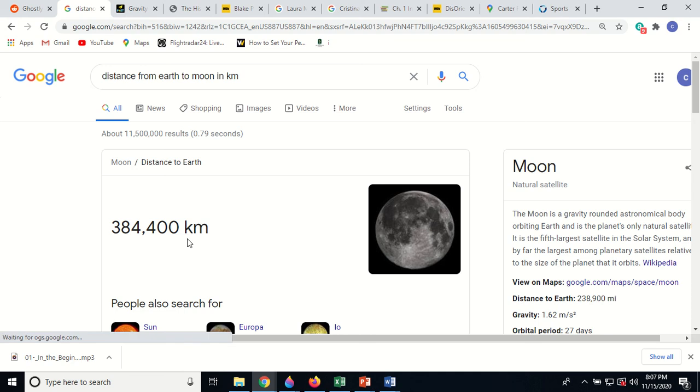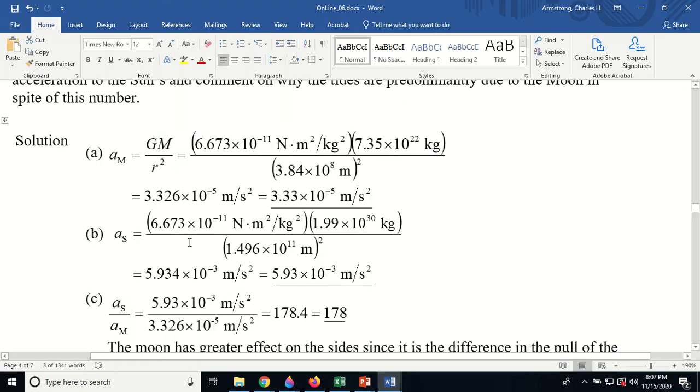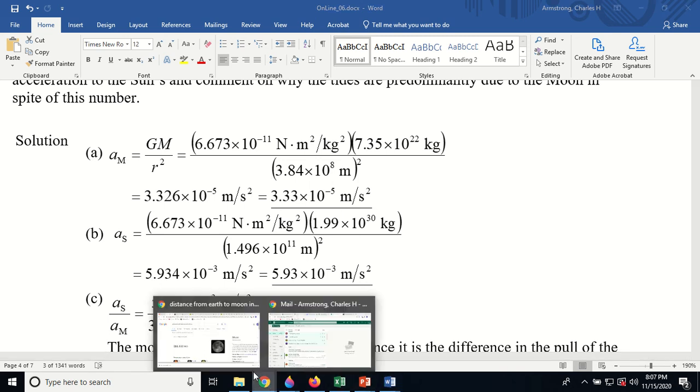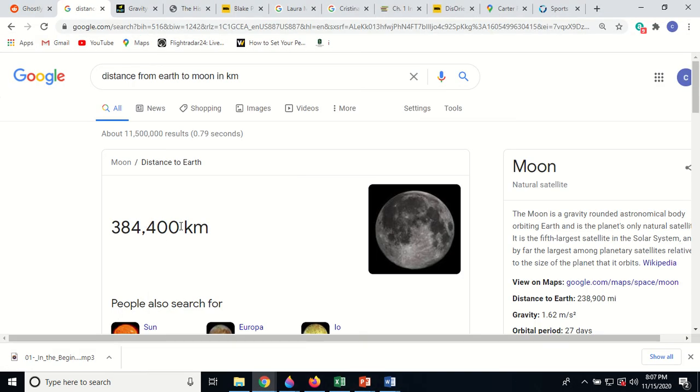384,400. So that'd be 384,400 times 10 to the third. And we've got here 384,000 times 10 to the 8th. Same thing. 3.84 times 10 to the 8th. You just add 3 zeros and you count over. So you add 3 zeros and you go 1, 2, 3, 4, 5, 6, 7, 8. 3.84 times 10 to the 8th meters. Same thing.